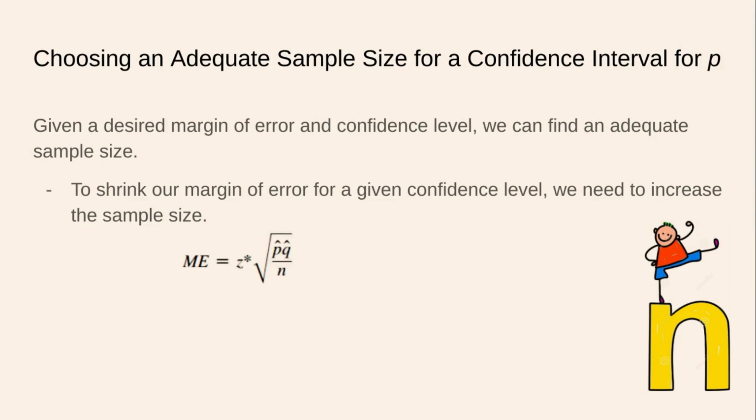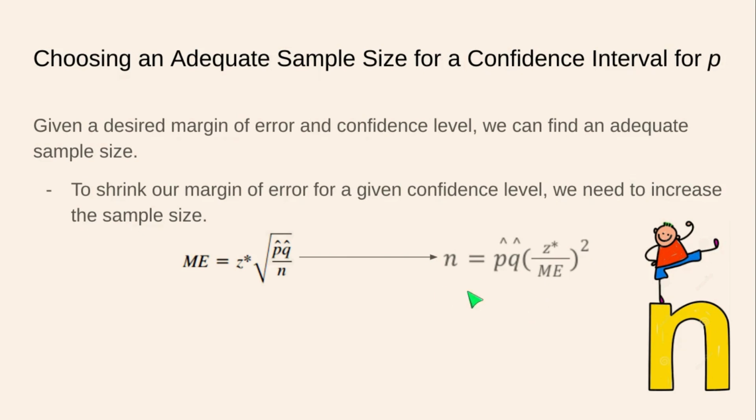So you're familiar with this formula. The margin of error is equal to z star times the square root of p hat q hat over n. All right? So that is our margin of error for our confidence interval. Now what I'm going to do is a bit of algebra. If I were to solve for n, I would get n equals p hat q hat times the square of the ratio of the z star value over the margin of error. This is a good formula to put to memory.